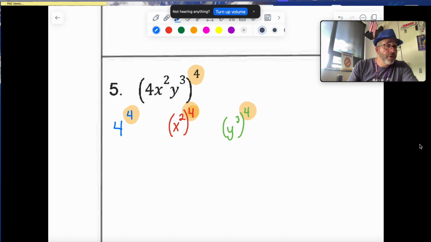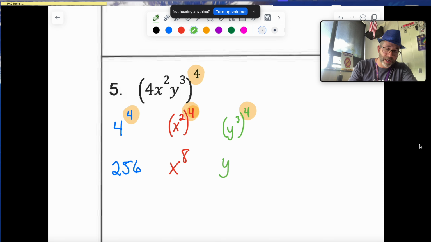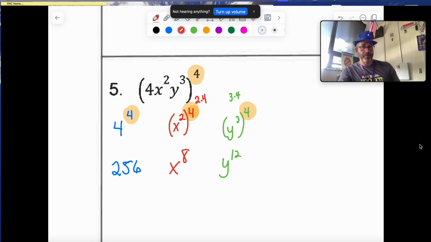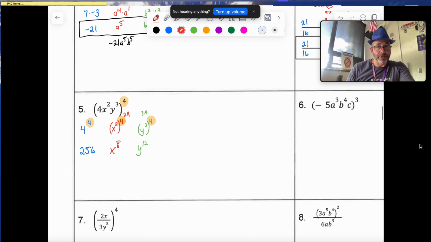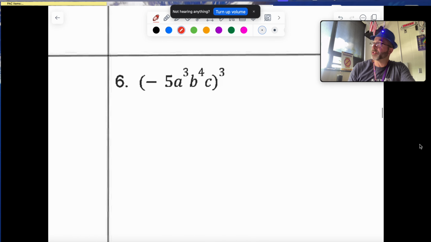expression there. 4 to the 4th power, you can throw that into your calculator. We get 256. For the x's, we get x to the 8th power. And for the y's, we get y to the 12th. Again, that's 3 times 4, and for the other one, it's 2 times 4. Okay? And that's our final answer. Nothing else we could do.